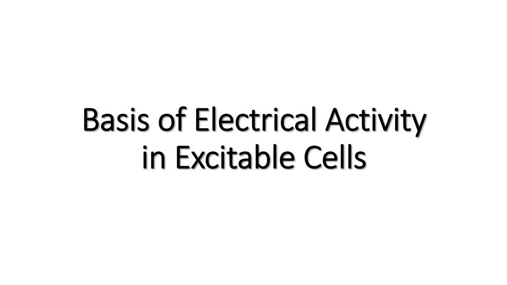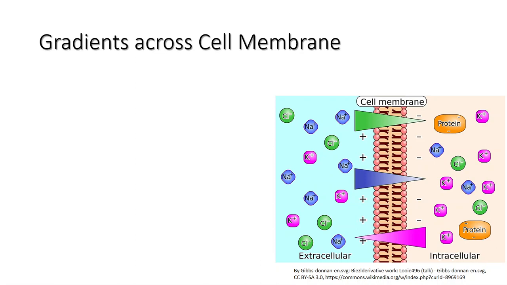In this video, I'll discuss the basis of generation of electrical activity in the excitable cells. The plasma membrane is selectively permeable, which allows a cell to maintain different concentrations of certain substances on either side of the plasma membrane. A concentration gradient is a difference in the concentration of a chemical from the inside to the outside of the plasma membrane.